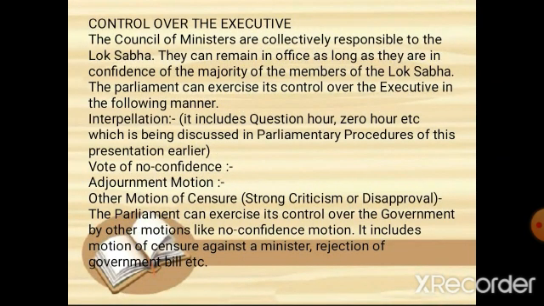Next is control over the executive. The Council of Ministers is collectively responsible to the Lok Sabha. Okay, the Council of Ministers headed by the Prime Minister. They are responsible to whom?